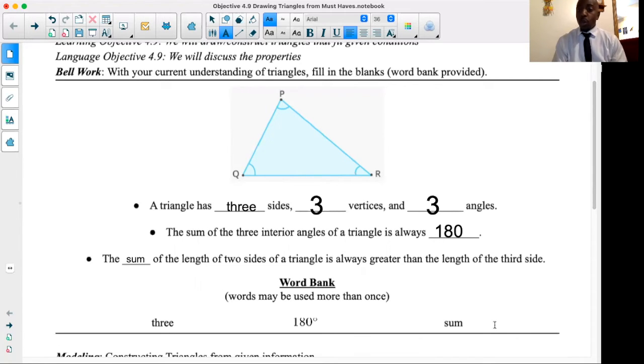If you had one that was 3, one that was 4, one that was 5, you add the two smaller ones. Are they bigger than the third one? In this case, 3 plus 4 is 7. 7 is bigger than 5. That works. All right, let's dive in.